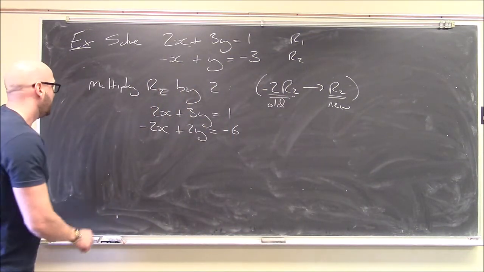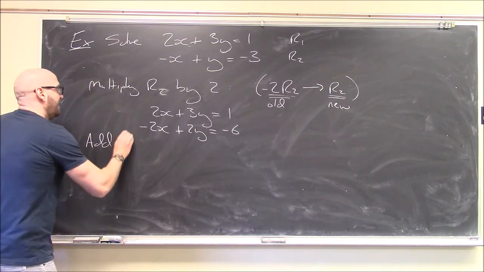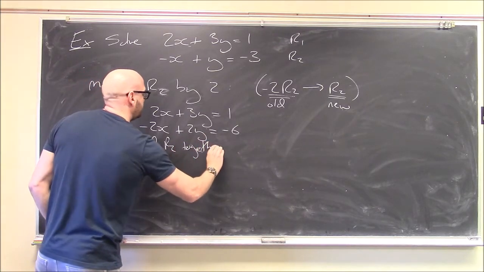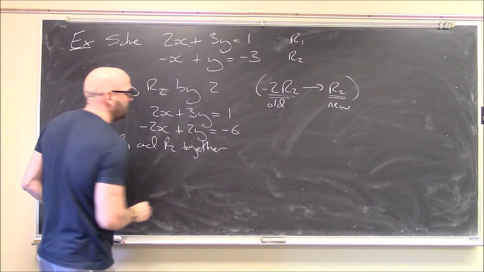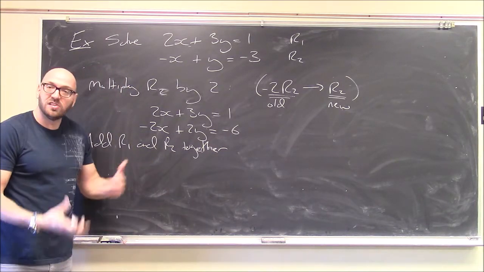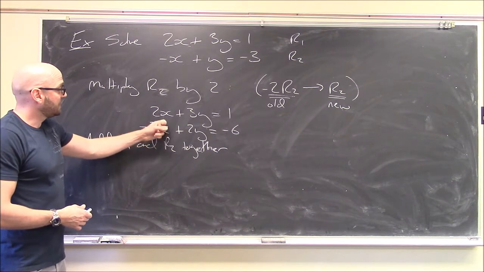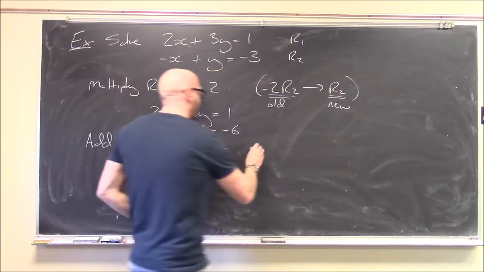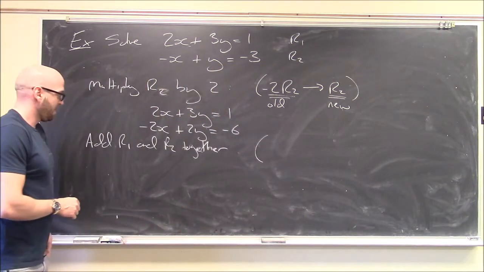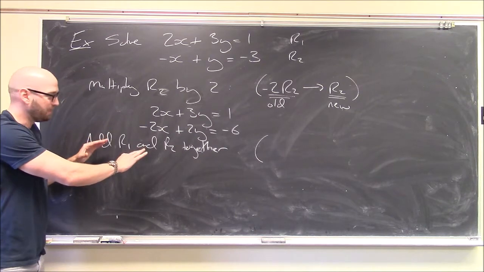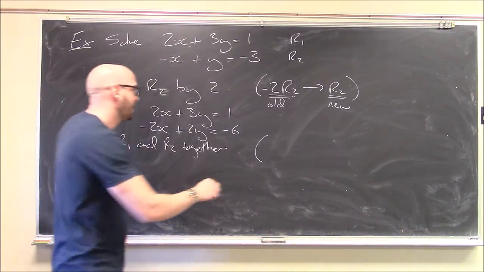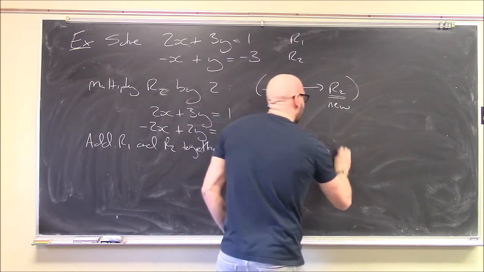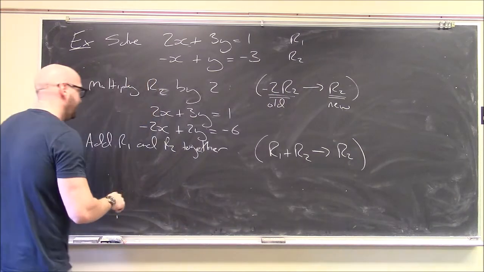Okay, so now I'm going to add R1 and R2 together. Why am I doing that? Well, because this is the method of elimination, and I'm trying to eliminate this variable x. So what I'm actually going to do here is, maybe I shouldn't have phrased it this way, take R1 plus R2 and make that my new row 2.